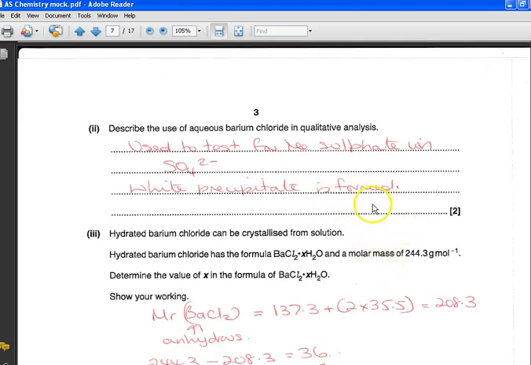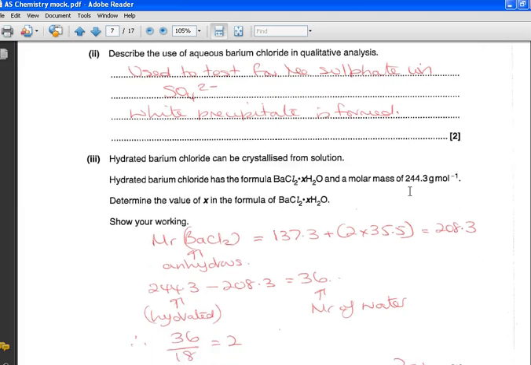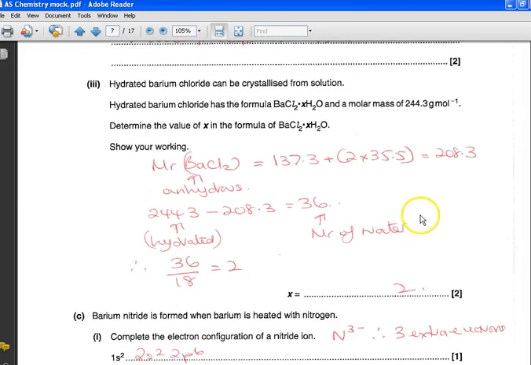Barium chloride is used to test for a sulfate, and a white precipitate is formed, and again that's something that you just have to learn. If you hadn't learned your tests, then difficult to get those 2 marks.